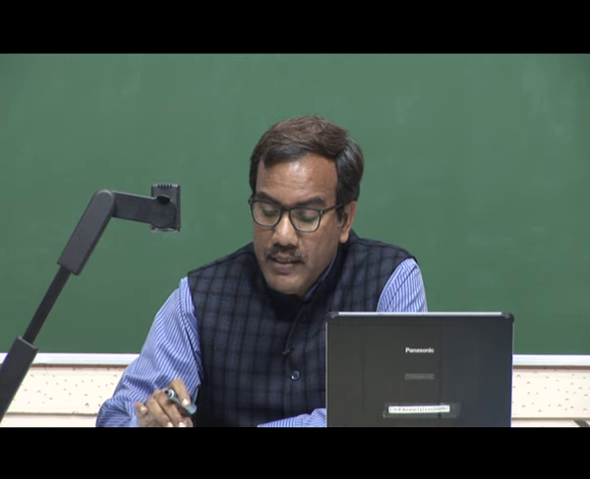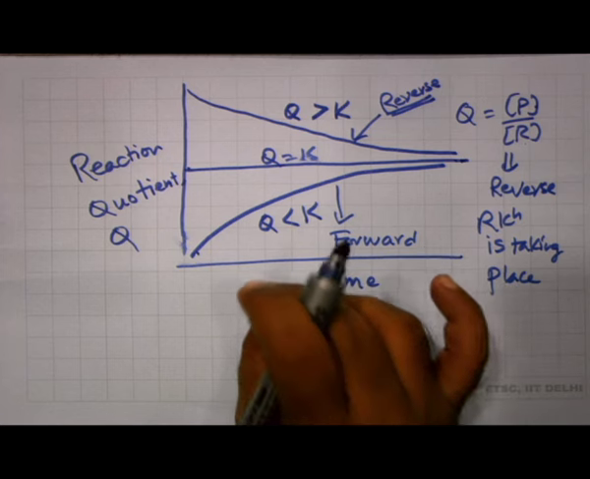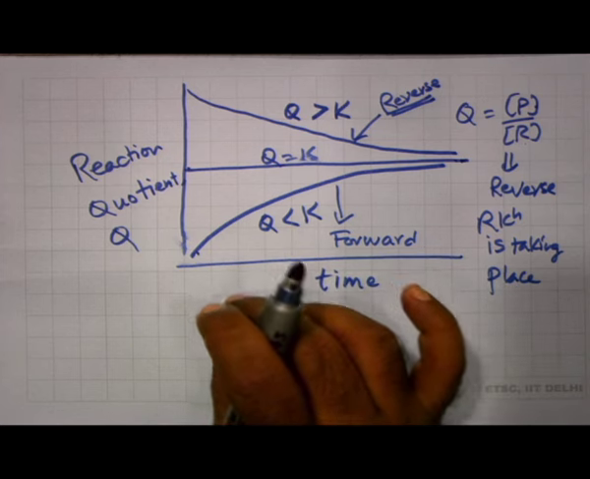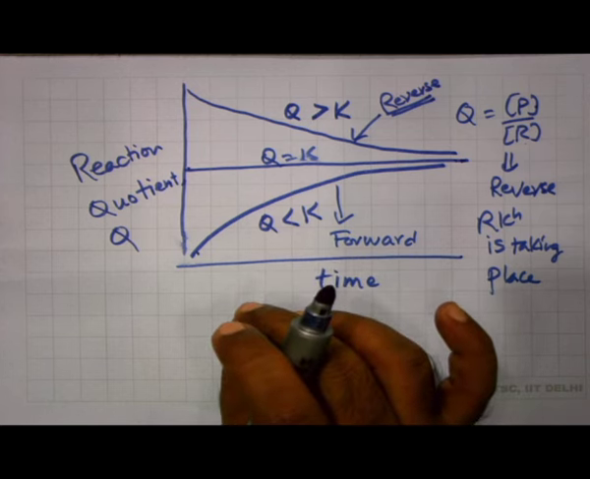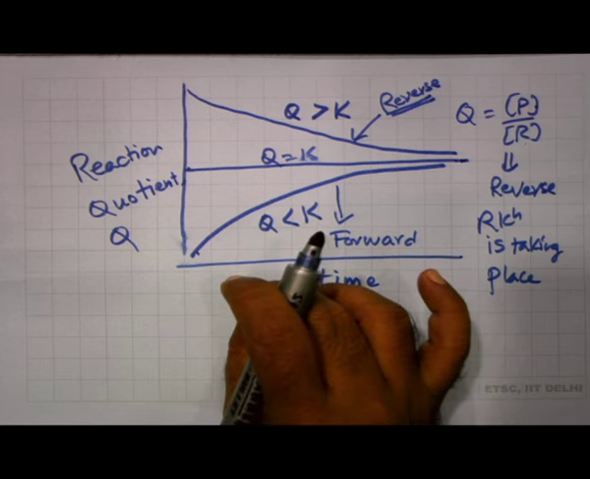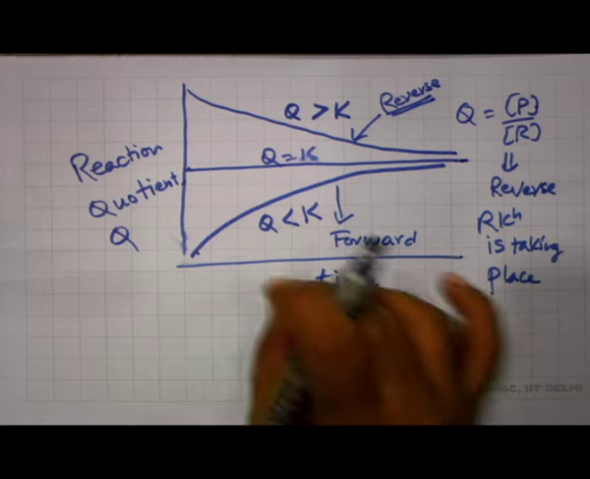So, simple thing is if reaction quotient is greater than K, then reverse reaction is spontaneous. If reaction quotient is equal to K, then your reaction is at equilibrium. When reaction quotient is less than K, then your forward reaction will proceed.